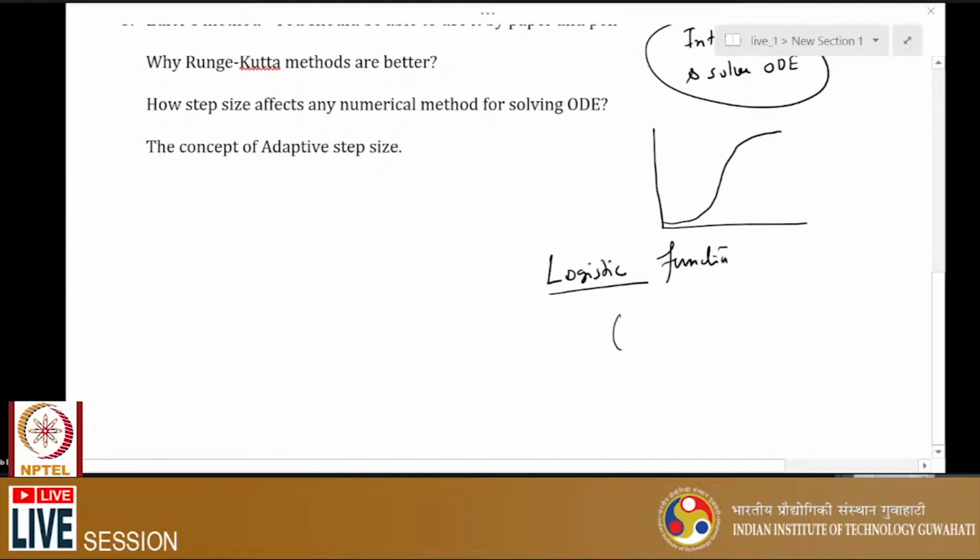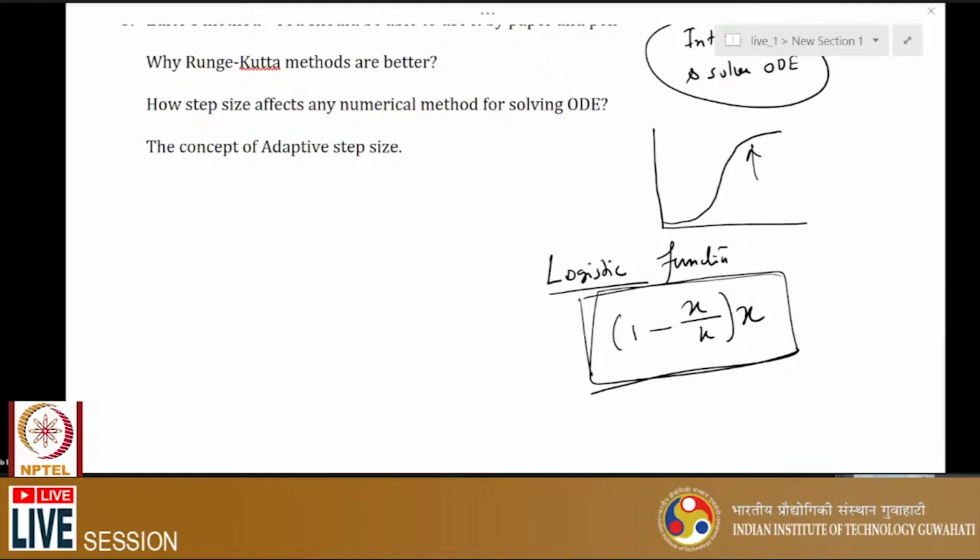It will be (1 minus x by k) into x. So x is the variable, k is a constant. In the population model, k is called carrying capacity. But you can use this logistic function in many places, not just population. You have some behavior, some dynamics where you have got the sigmoidal behavior. And one very useful function in that case is logistic function. And many a time we plug that function to create a model. So try to understand it and try to understand its behavior.